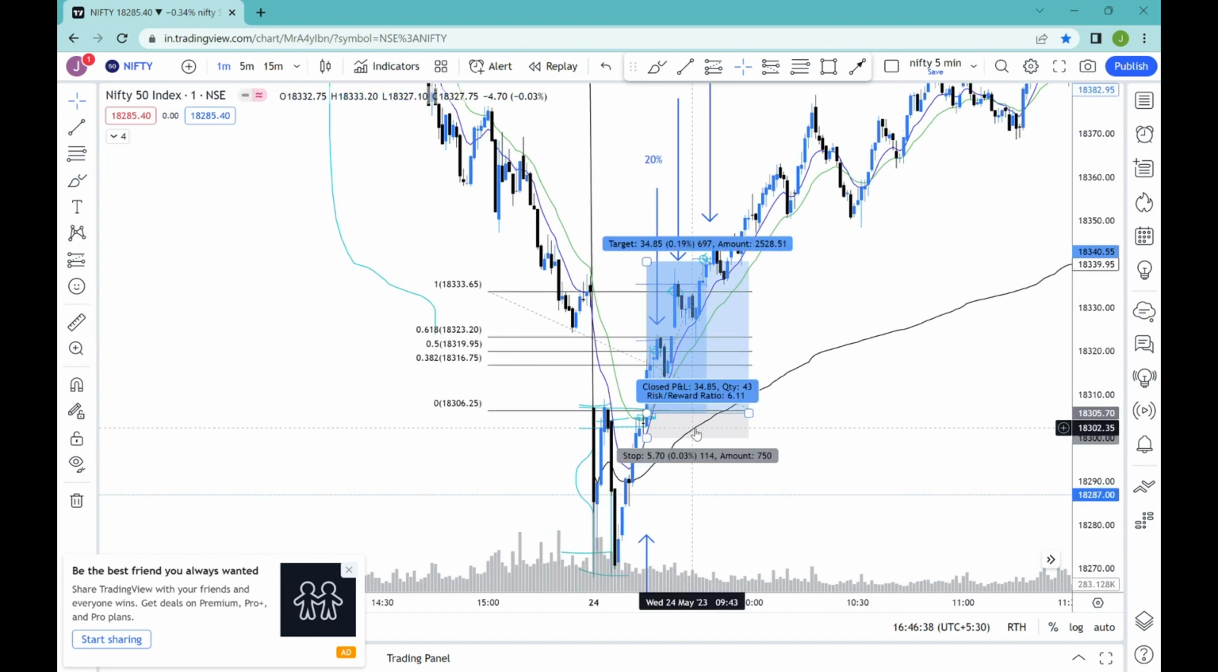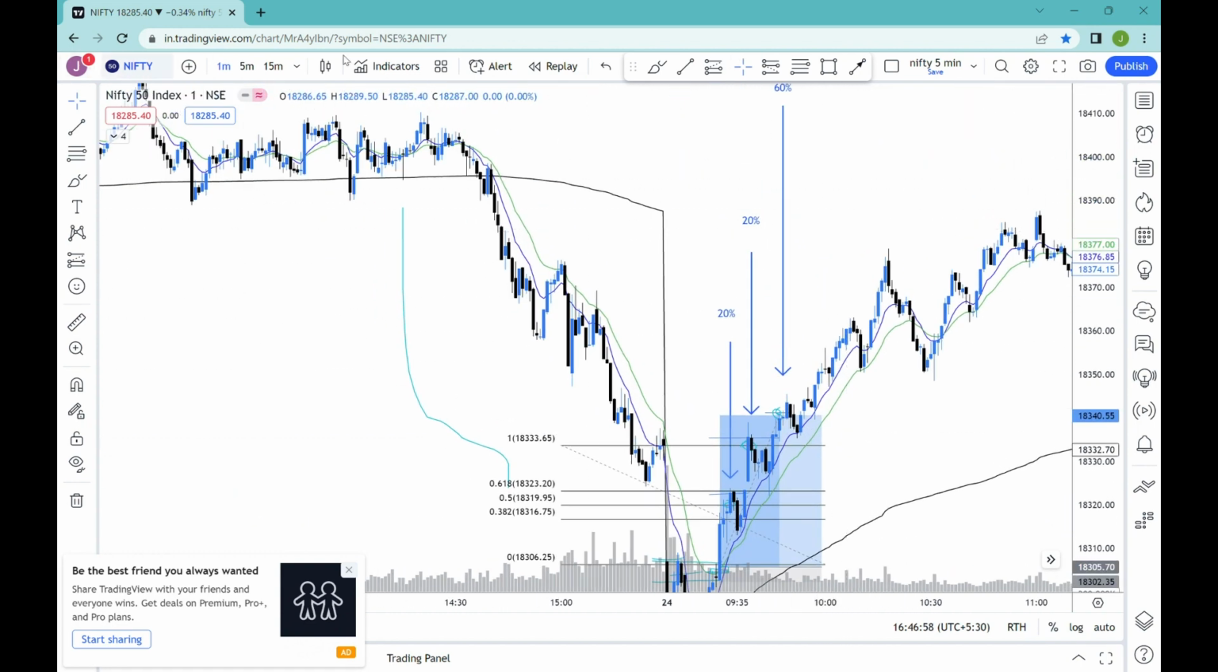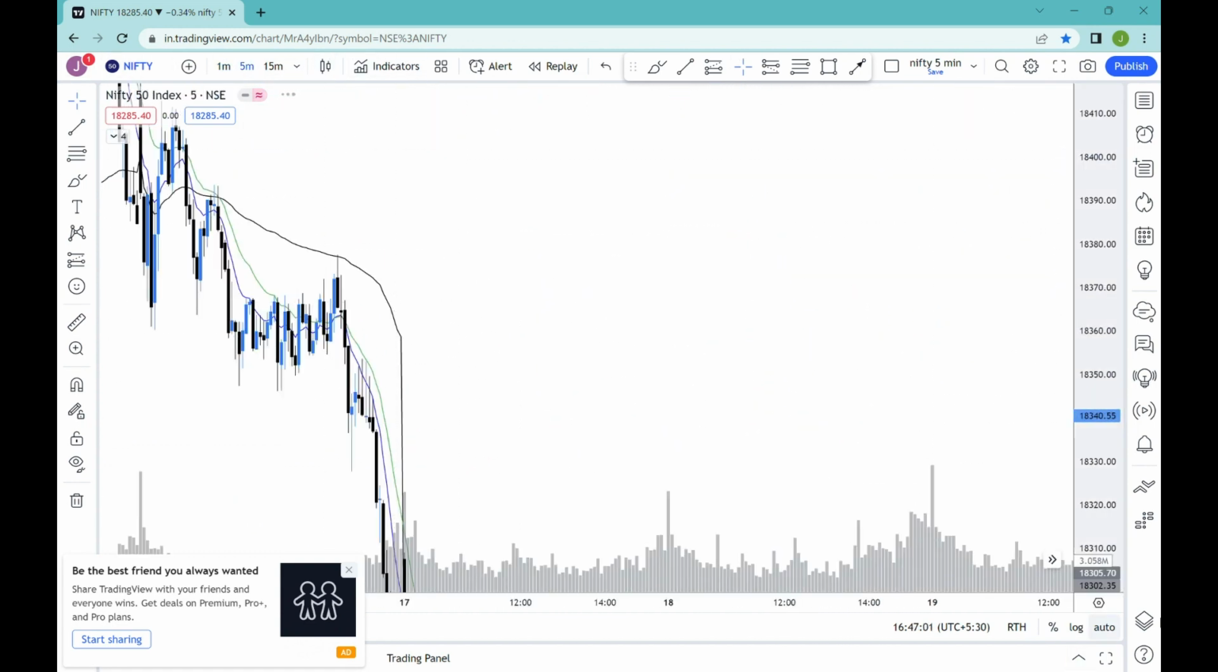Okay, so this was a good trade. At least I booked around 1 is to 10 in this trade. 1 is to 10 was easily achievable for me, and my trade was completed within 18 minutes, so I was enjoying my whole day. Okay, and now let's understand what happened yesterday and what I did yesterday.